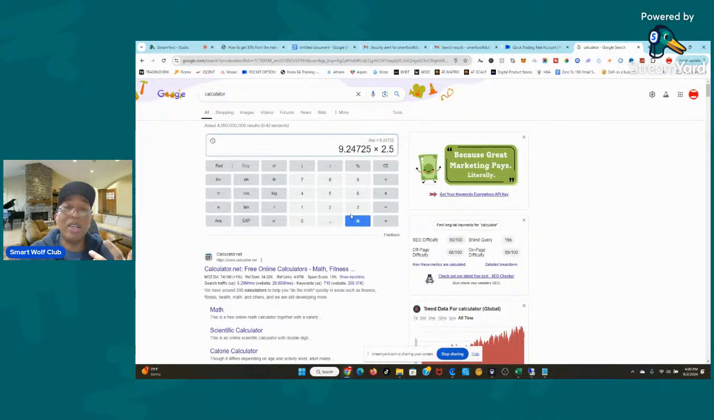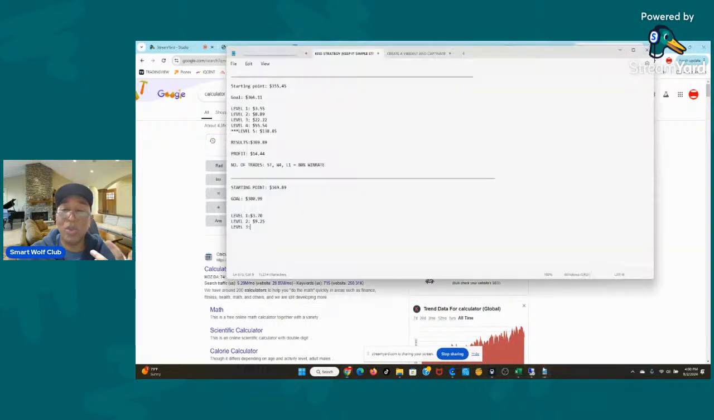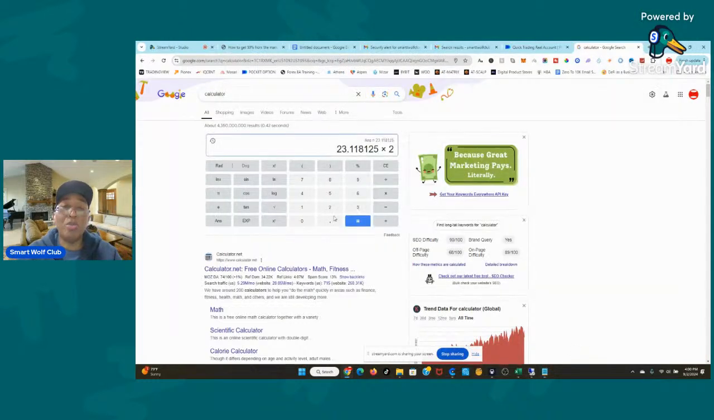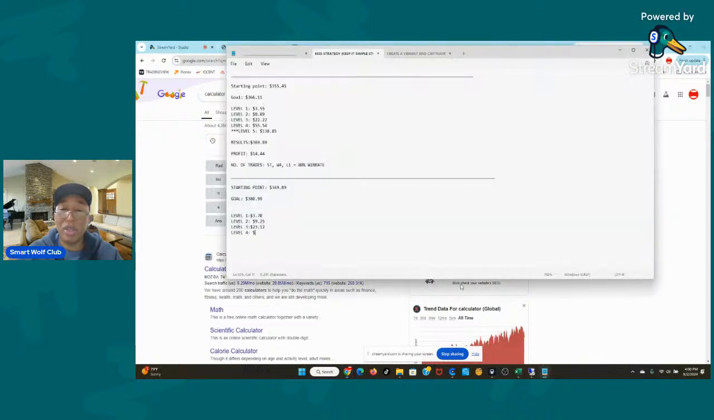We are slowly getting there. So this is level 3. Just keep multiplying by 2.5. So you get 23.12. Are we together? And then the level 4 trade: multiply this by 2.5, guys. It is this here, 57.80.